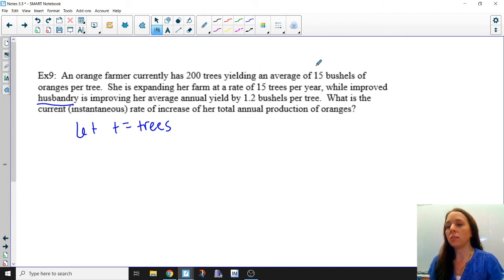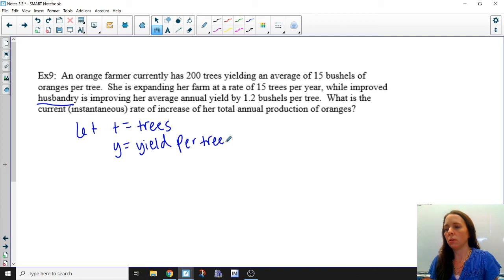Every tree gives an average of 15 bushels from it. Okay, but that's also increasing, right? That's changing. So there's another variable. I used Y for yield per tree, and that is standing for the bushels. I guess we should just put a little note here. It's in bushels.